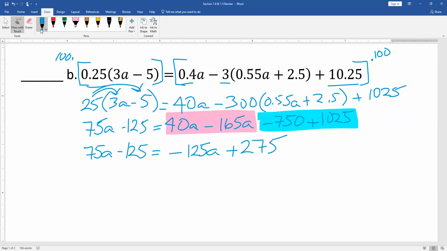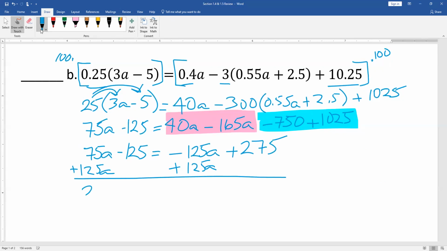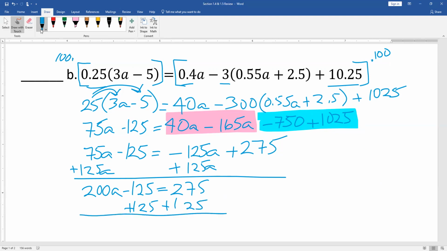All right, and now we're back to the basics. We just combine like terms using the addition property of equality. So we can add 125 to both sides, and we end up with 200a minus 125 equals 275. Then we add 125 to both sides, and we end up with 200a equals 400.